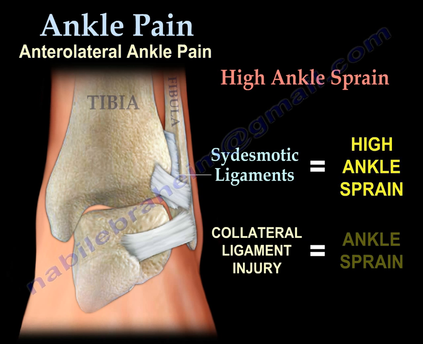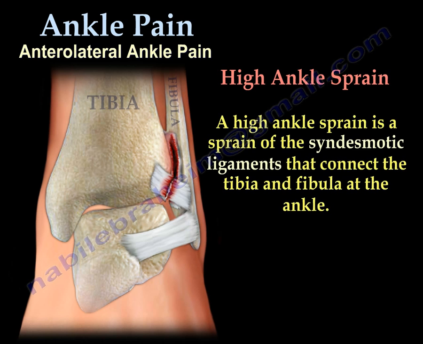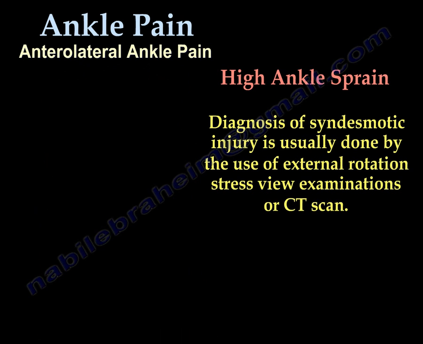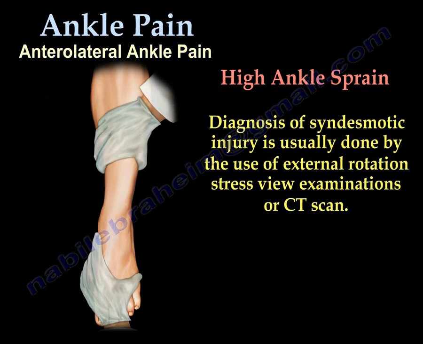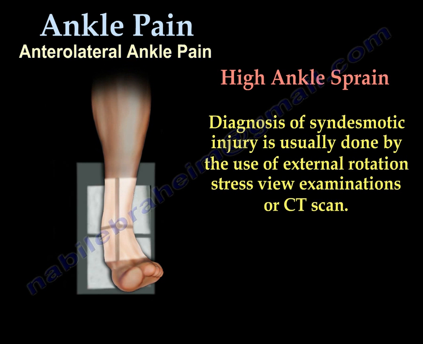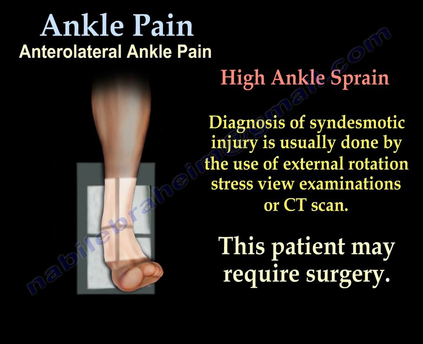We call it the collateral ligament. If it is injured, you get an ankle sprain. The high ankle sprain is a sprain of the syndesmotic ligament or a tear of that ligament. It connects the tibia and the fibula. It is really a bad sprain. The diagnosis of this injury is usually done by the use of stress views or CT scan. This patient may require surgery.